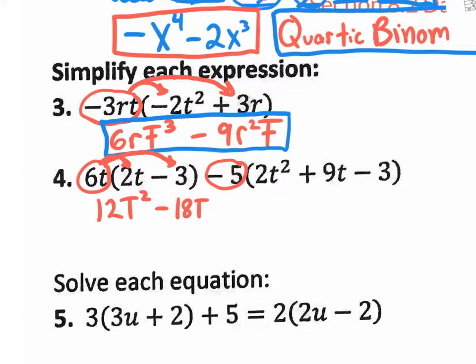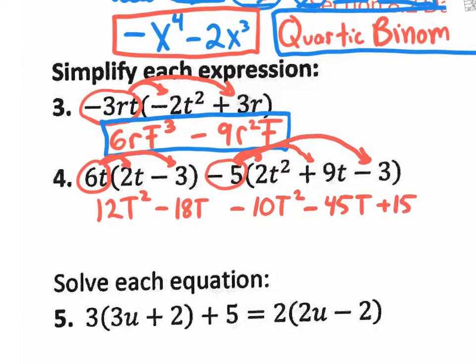So we can look at it as negative 5. That way we distribute a negative 5. So negative 5 times positive 2t squared, that's going to be a negative 10t squared. Then negative 5 times positive 9, that's going to be a negative 45t. And then negative 5 times, finally, minus 3, that's going to be a negative times a negative is a positive 15 with no variables. So as you can see, we have this huge red polynomial. Now all we have to do after distributing is combine like terms.